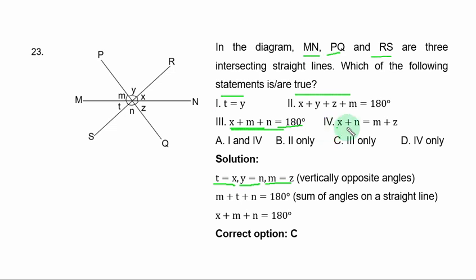Let's check this. S plus N is equal to M plus Z. That is not true. So we have this is the only true option, and that is option C.